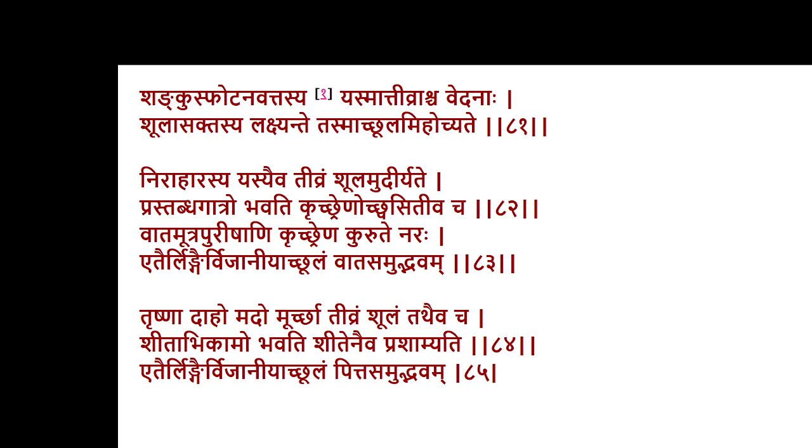And this pain can be produced in case of Vataja Vyadhi, Nirahara Sesya, Kivam Shulam Mudirete, Prastabhagatra Bhoti, Krichena Muchasrivacha, Vatamutra Purishani, Krichena Purdianara, Etilinge Hivjani Yanta Shulam, Vatasamudbhavam. There is an acute colicky pain produced due to Vata, and often this occurs when the lumen is obstructed, as in biliary colic, renal colic and so on. Typically the patient would avoid movement, prastabhagatra, and it may not be related to the food.